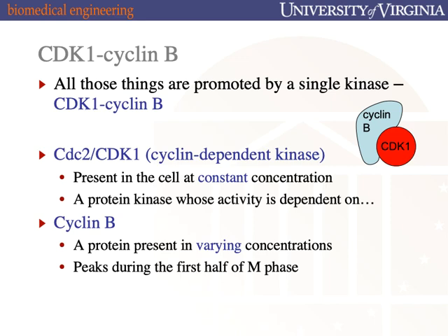All of that is regulated either directly or one or two steps removed by CDK1 cyclin B, CDK1 cyclin dependent kinase 1, and this family of cyclins, cyclin B. CDK1, the kinase, its abundance is not regulated in a cell cycle dependent manner. It's always there. Where the regulation occurs is at the abundance of cyclin B that allosterically activates CDK1. It varies, and it varies very acutely during mitosis.